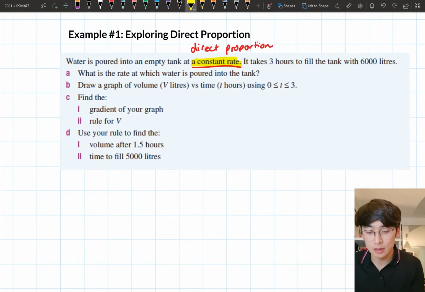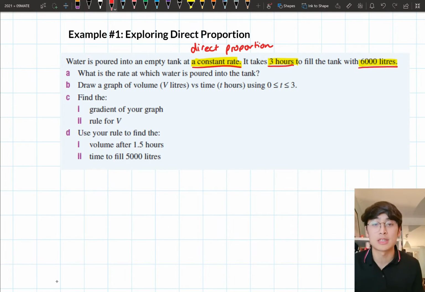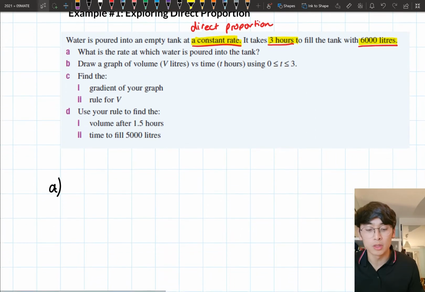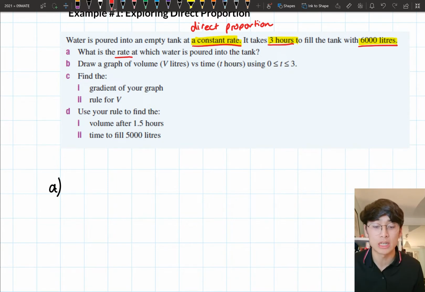Let's read on. It takes 3 hours to fill the tank with 6,000 liters. So those are my next two keywords I'm going to underline: 3 hours, 6,000 liters. Okay, first part, A. Find the rate at which the water is poured into the tank. Now, what we want to find here is a rate. A rate is telling me how quickly water is being poured into the tank. So a rate asks you how quickly something is changing.